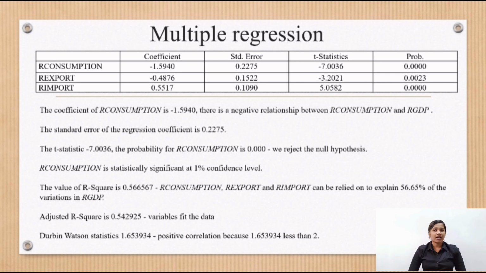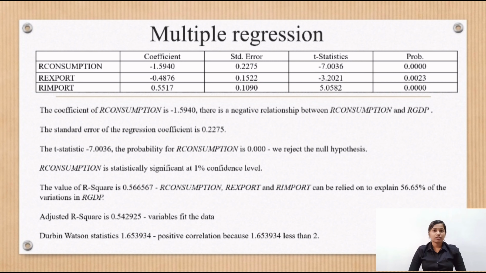The value of R square is 0.5665, which implies that the independent variables can be relied on to explain 56.65% of the variation in our GDP. Adjusted R square is 0.5429, so the value is almost close to 1, which indicates the regression almost fits the data.